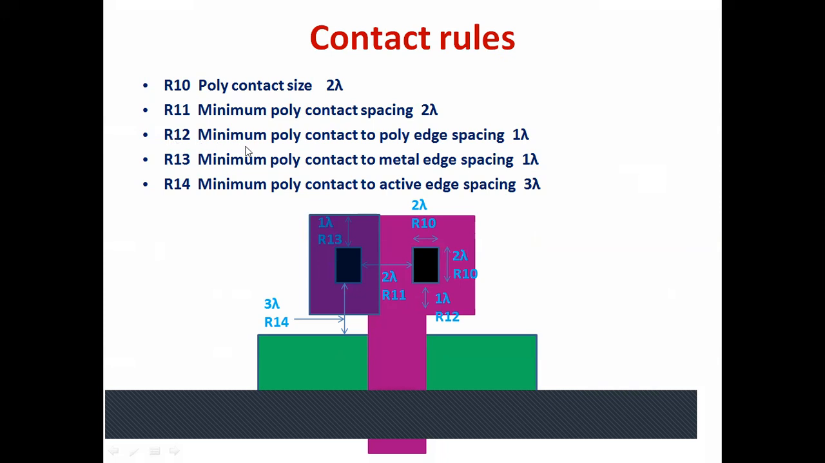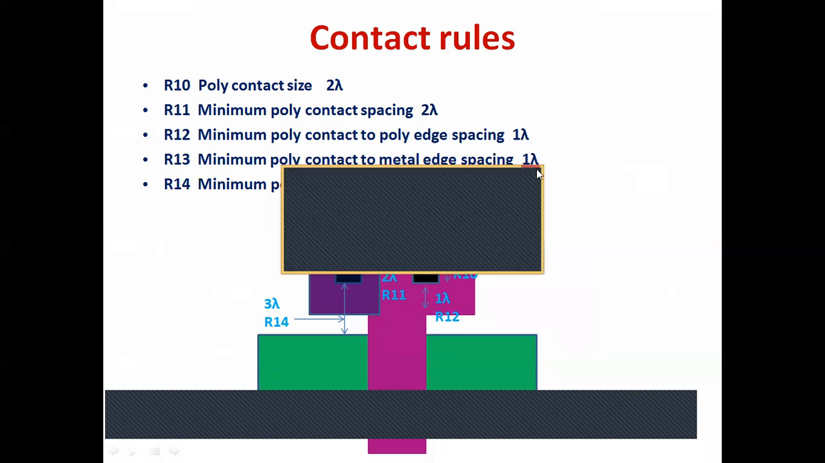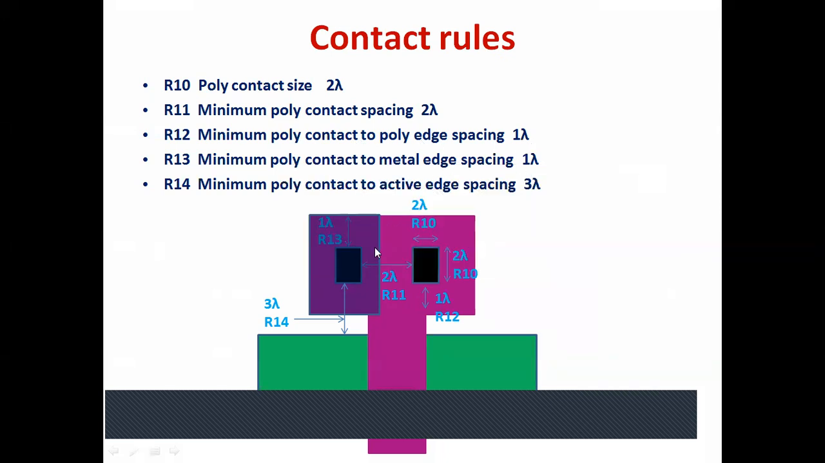Now what is R12? Minimum poly contact to poly edge spacing. What does it mean? You can come here. This is R12. This is poly edge. You can see here the polysilicon edge, and this is the contact edge, right? So what should be the distance? Yes, the distance has to be 1 lambda.